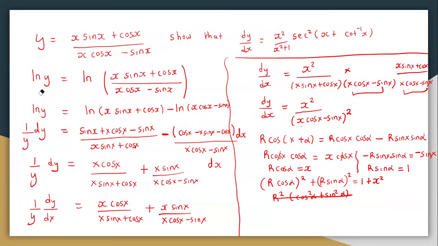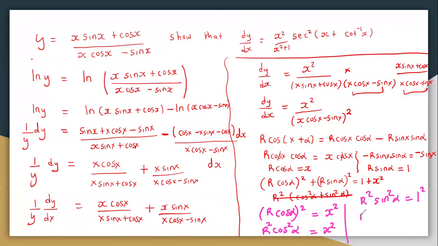Because I want you to remember that when you have r cos of alpha, when you square this side and I square this side, it means I'll have r squared cos squared alpha is equal to x squared. Even this r is squared. Still, when I do for sine, I'll have r squared sine squared alpha is also equal to 1 squared. So I'll have r squared sine squared of alpha is equal to 1. Now, when you add these two, you get this statement I was writing here.